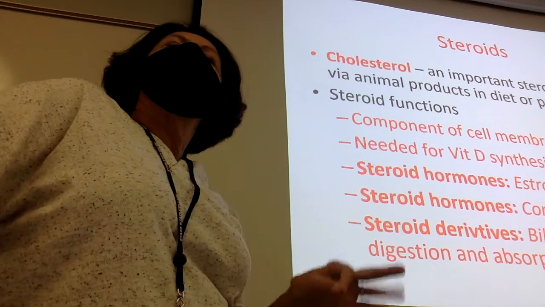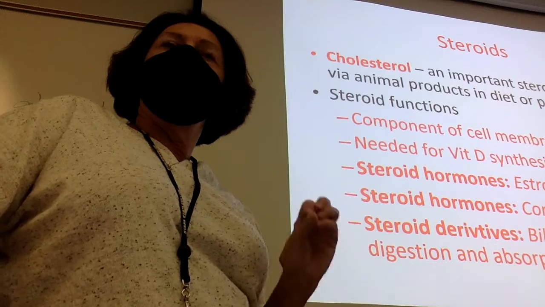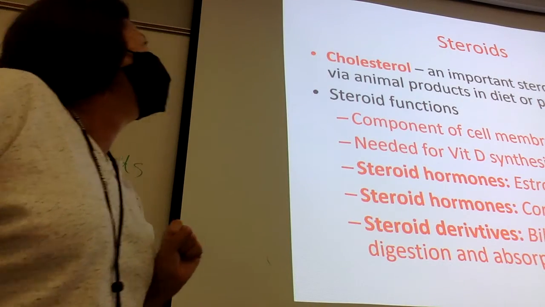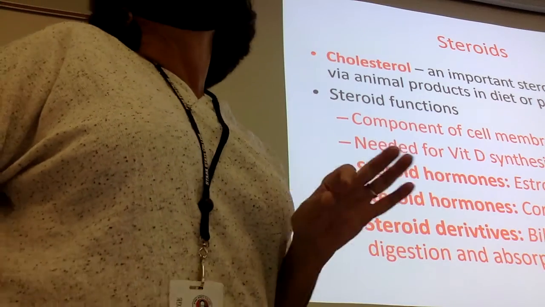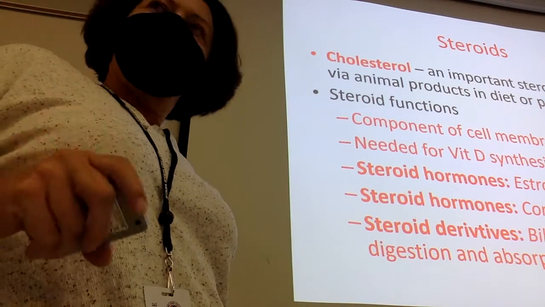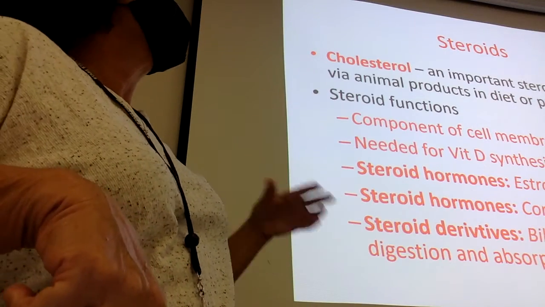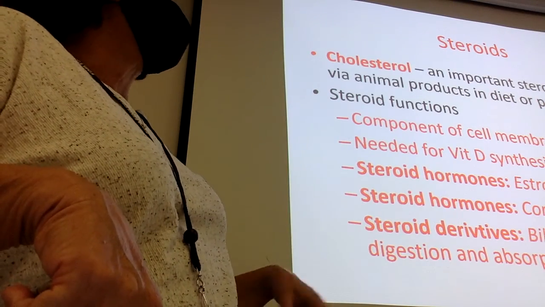Steroids are the last kind of lipid that I want to talk about. It's a lot of red because all that's important. Steroids are a type of cholesterol. Yes, you know there's good cholesterol and bad cholesterol, right? Steroids are a type of good cholesterol. It is a lipid.